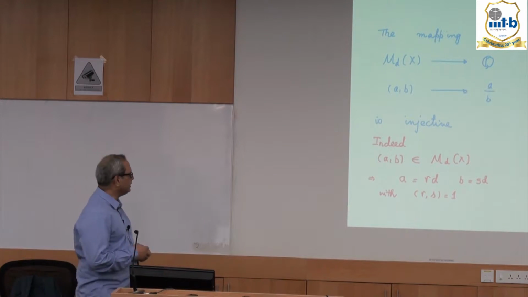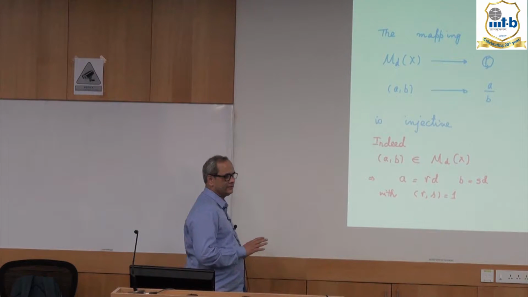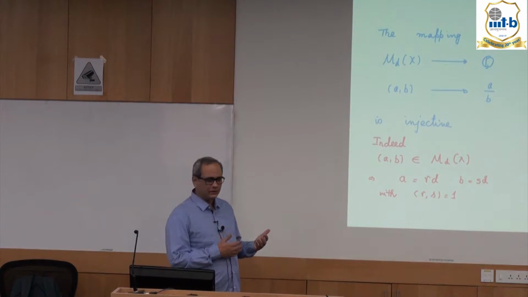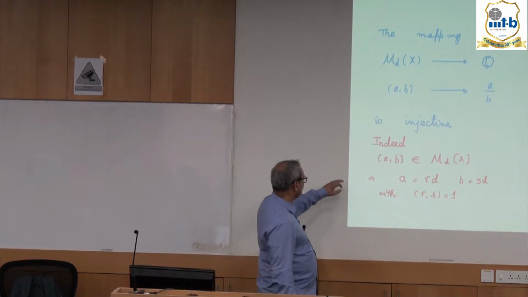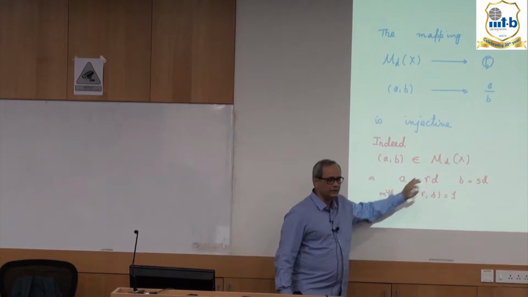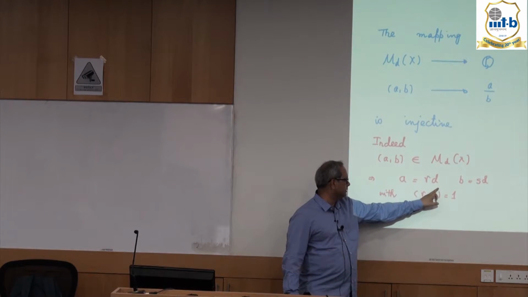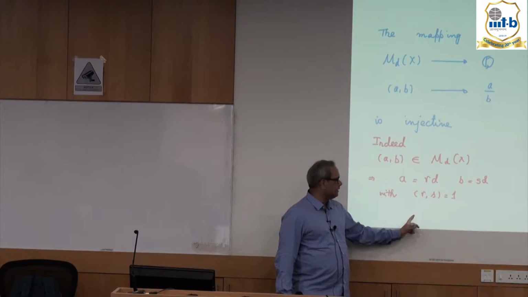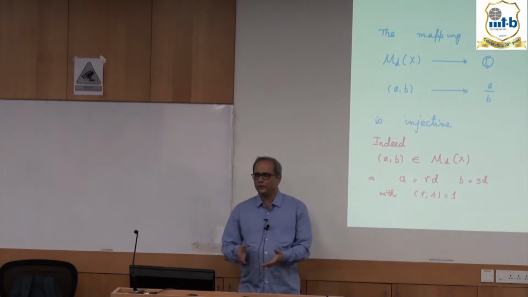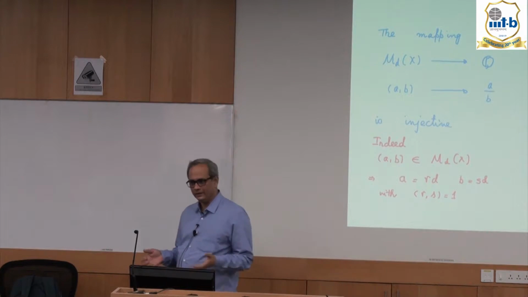Now, why is that true? It's a very simple fact. Nevertheless, I shall review it for you. You take (a, b) in M_d(x), and therefore a can be written as r times d, and b as s times d, where r and s are co-prime. Only then will the GCD of a and b be d.